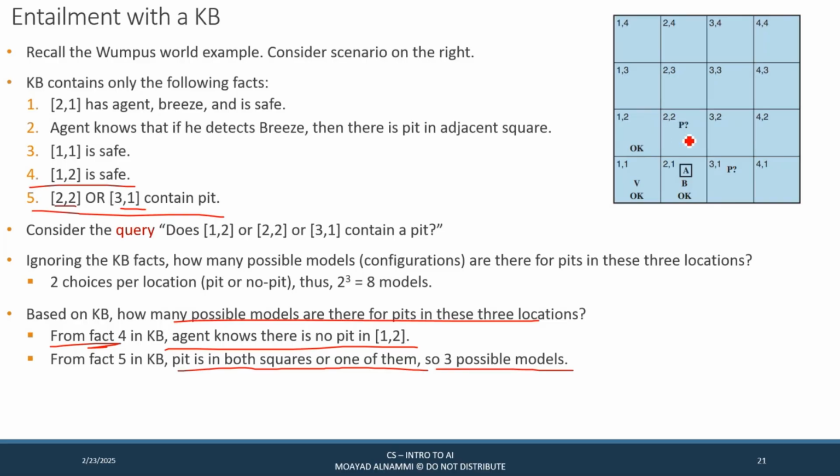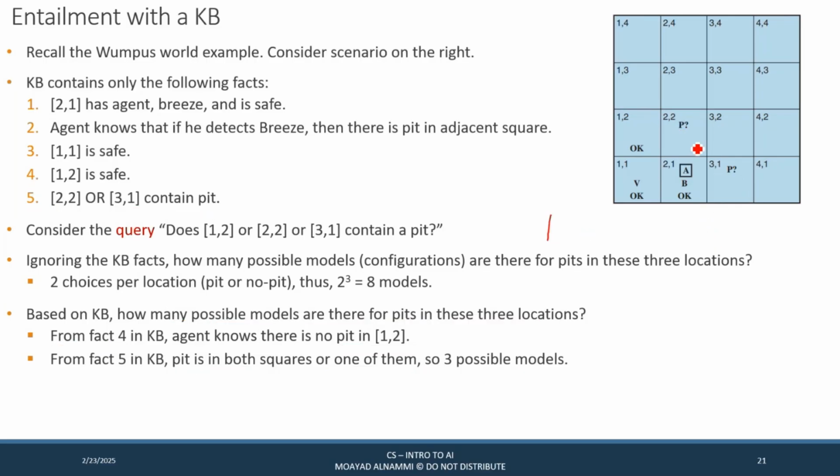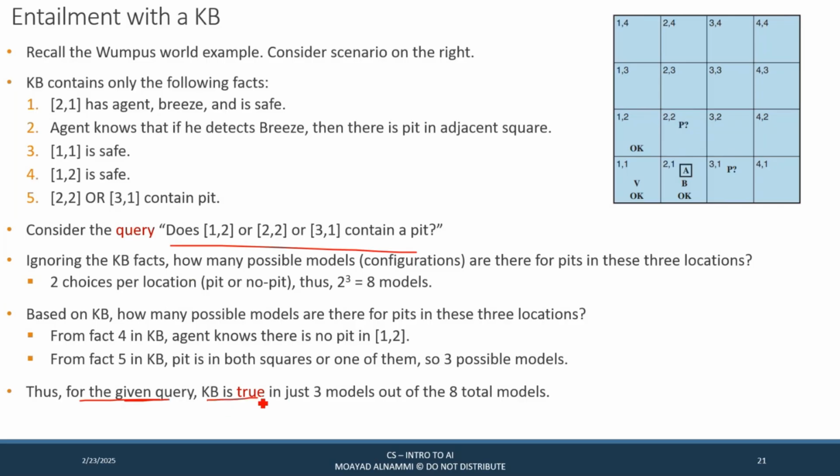That tells us that there's either a pit here and no pit here. That's one possible configuration, right? Or there is no pit here and there's a pit here. That's another possible configuration. Or there's a pit in both locations, here and here. That's another possible configuration. So from fact 5, a pit is in both squares or one of them. So these are 3 possible models. Thus, for a given query, KB is true in just 3 models out of the 8 models. So these are only the 3 possible configurations.